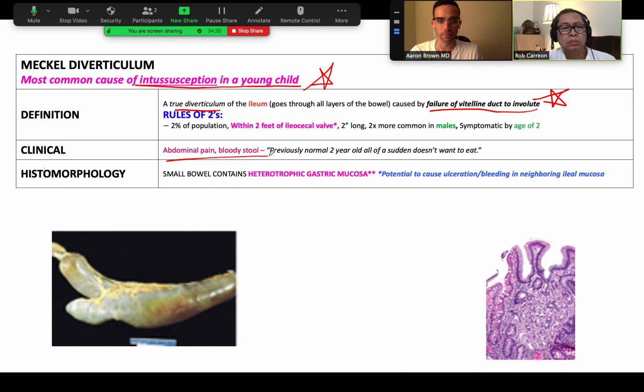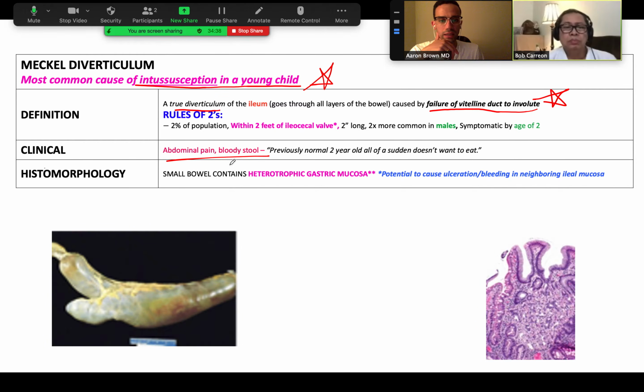Clinically, abdominal pain and bloody stool. There doesn't necessarily have to be abdominal pain. You can have patients that present simply with bloody stool and no other symptoms. It can be painless. It doesn't have to be painful.